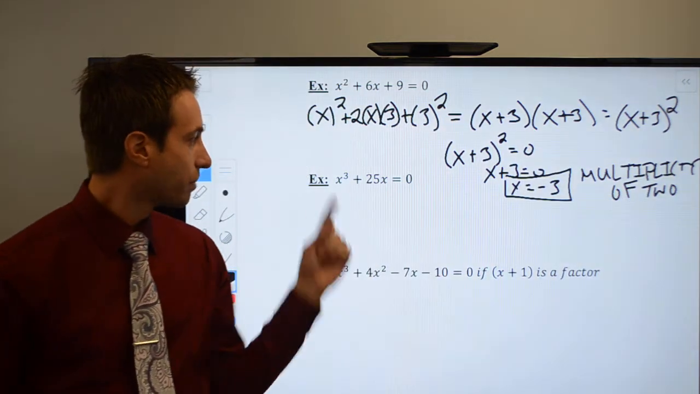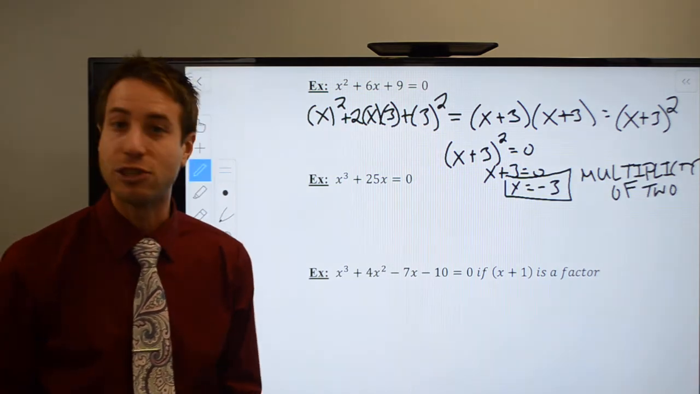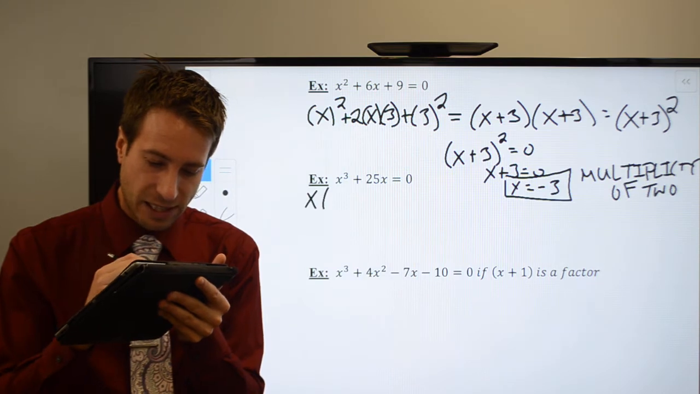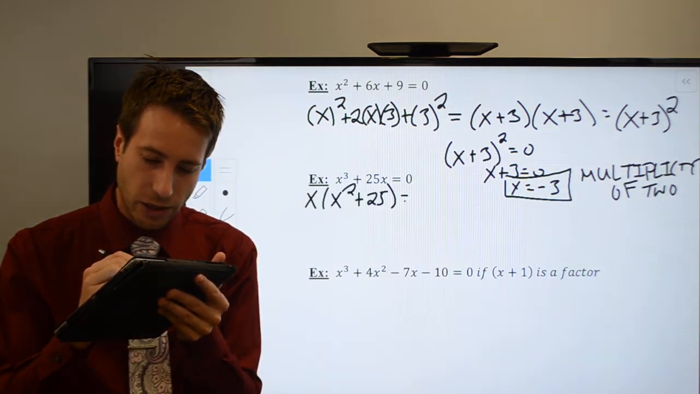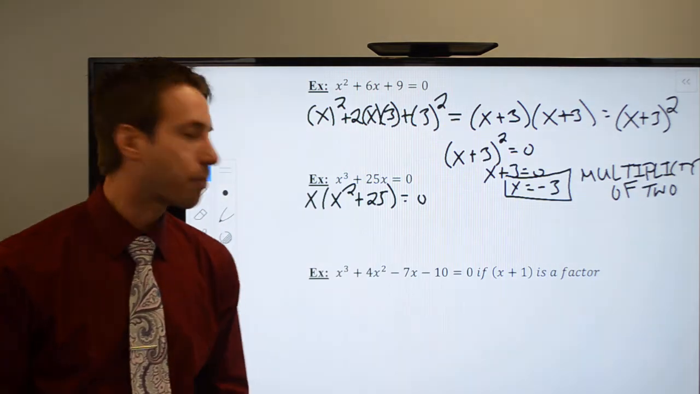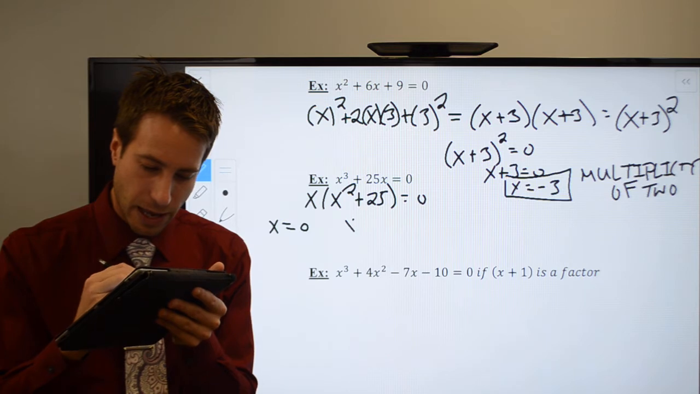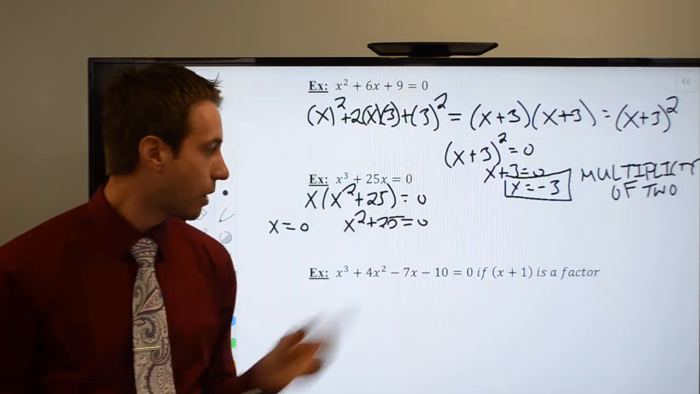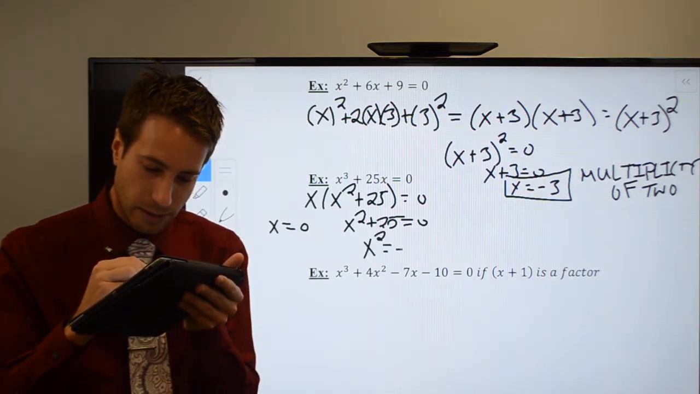Here's another one for you. x cubed plus 25x equals 0. It looks like I have a GCF, so we'll factor out that GCF. That's going to leave me with x squared plus 25, all equal to 0. Well, the zero product property lets me split those up. x equals 0, and x squared plus 25 is equal to 0. Subtract the 25 to the other side.